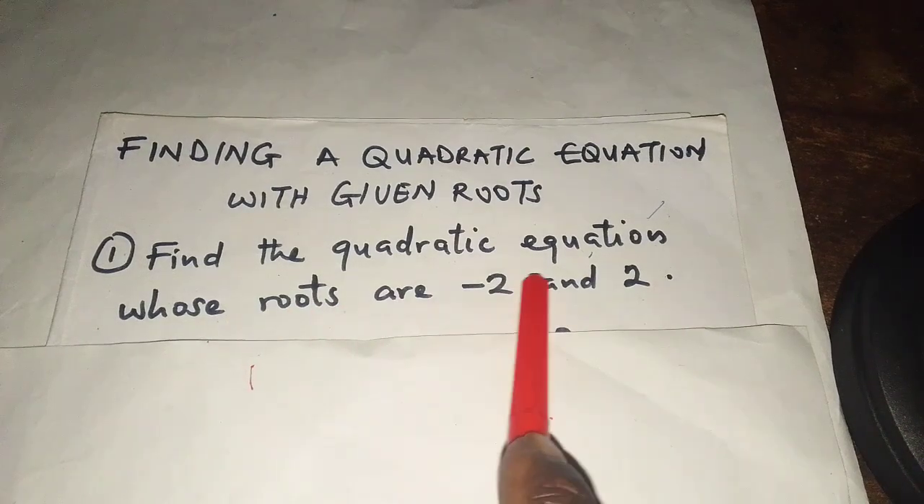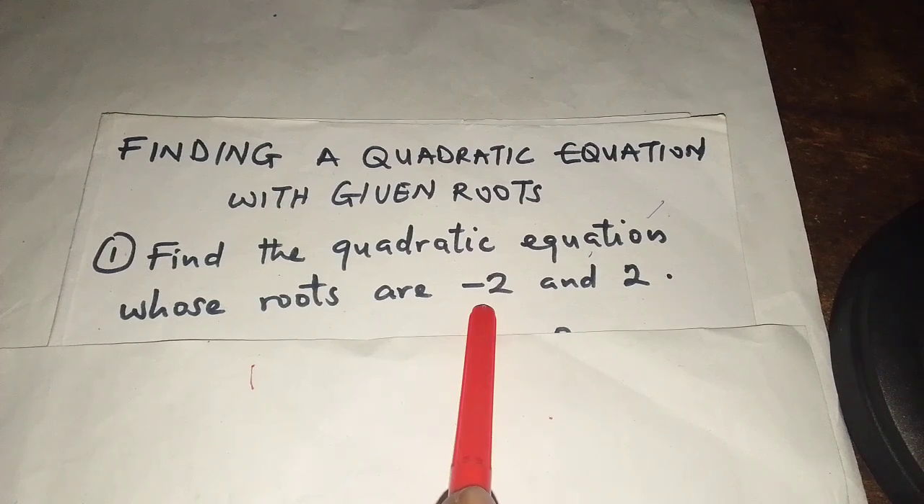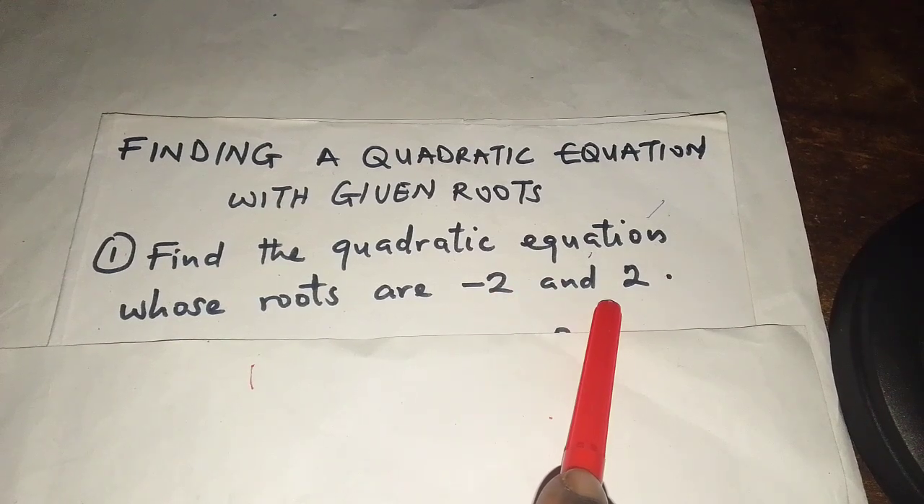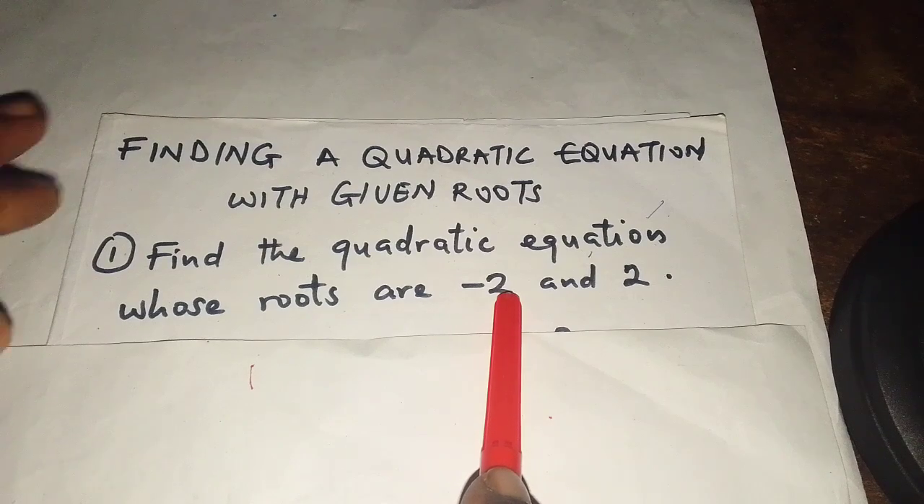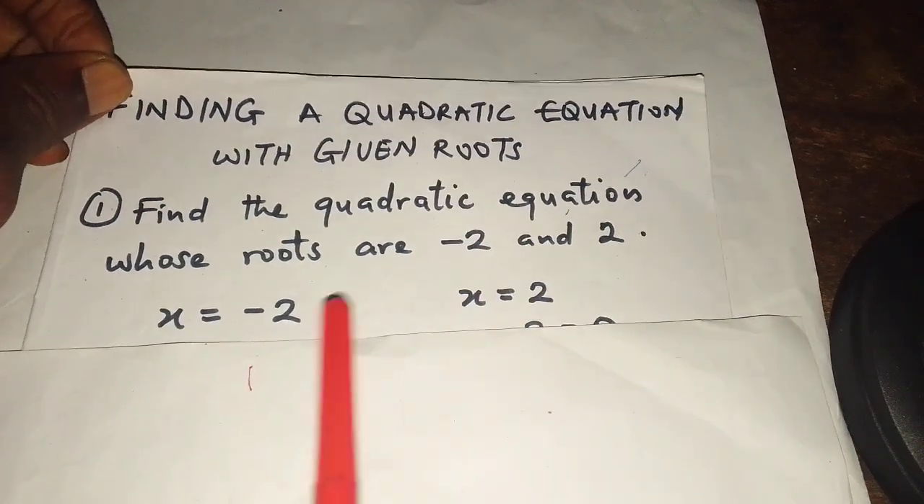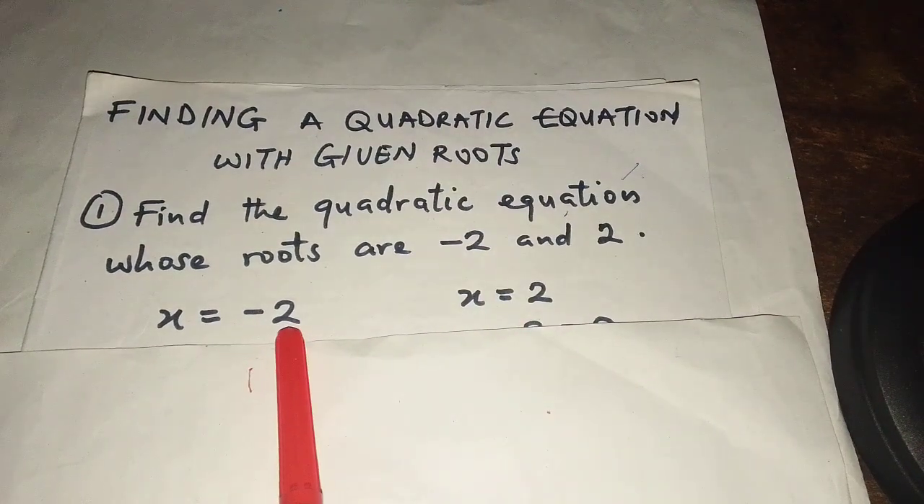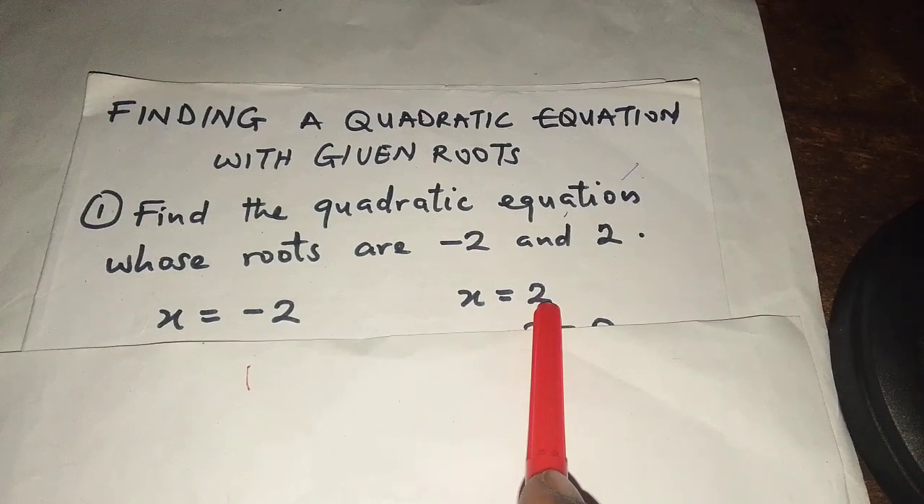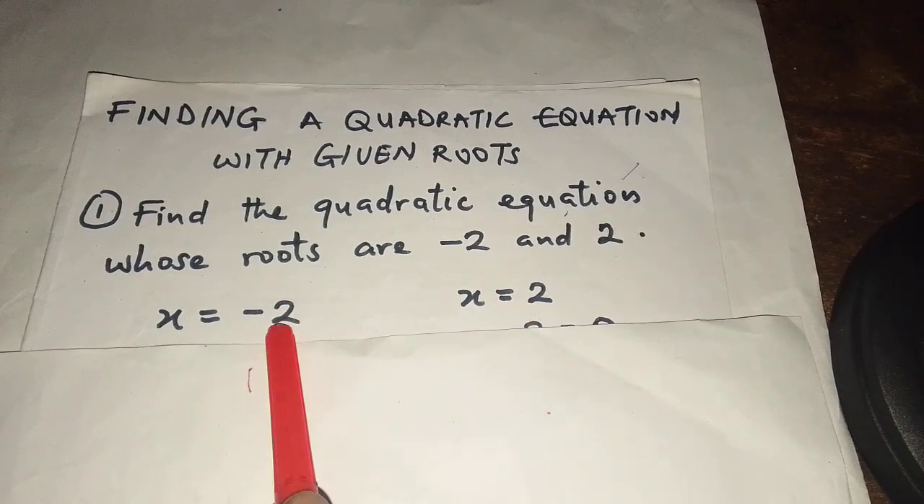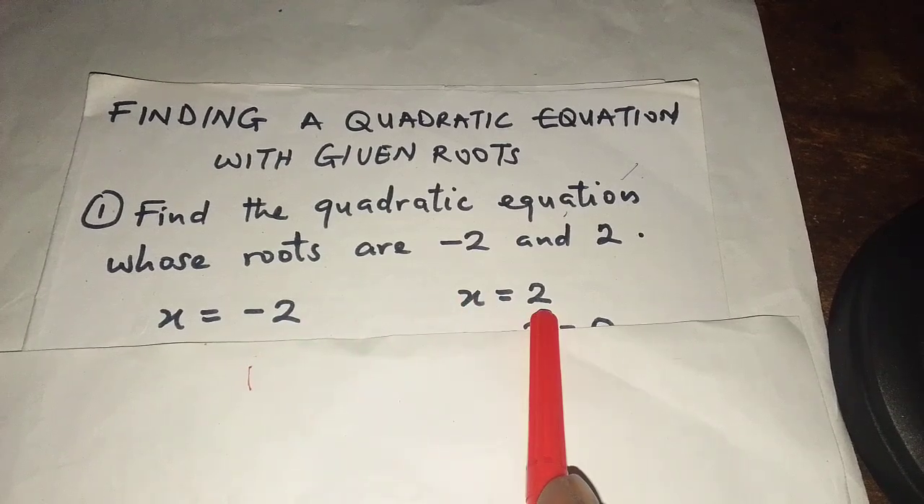Find the quadratic equation whose roots are -2 and +2. This means that the value for x is -2 and the value for x is what? +2. So we can look for the factors that give us these two solutions to be the answer.